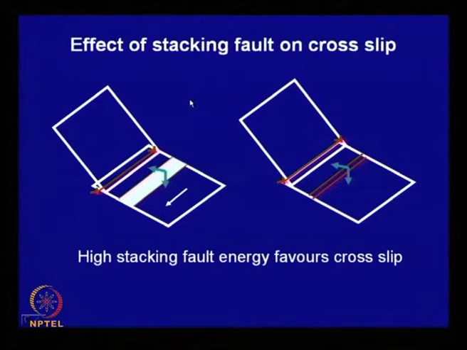So, the effect of stacking fault energy on cross slip is this: if the stacking fault energy is low, the dislocations are separated by a large distance, and you have to do additional work to join them together. In the other extreme case, if the stacking fault energy is high, the situation is something like this, and the work to be done to join the two dislocations will be less. Therefore, in a material where the stacking fault energy is high, cross slip is more favorable. Deformation by cross slip gives an additional mode of dislocation movement, or you can say it contributes to strain softening, whereas formation of a lock contributes to strain hardening.